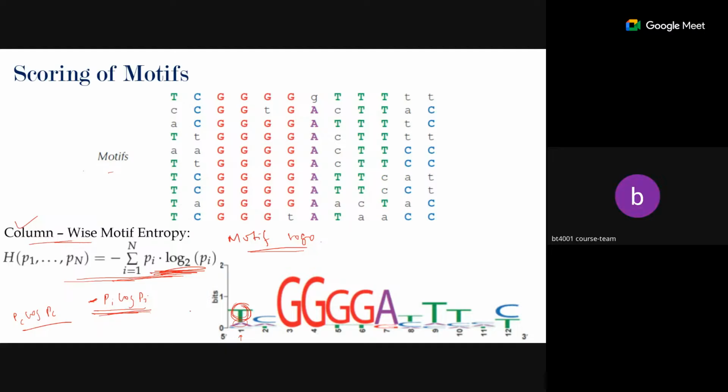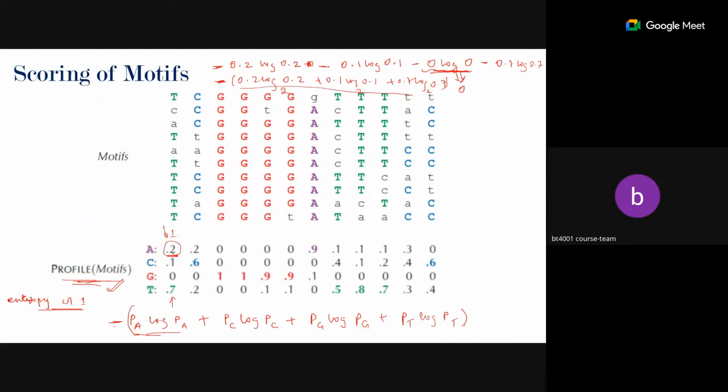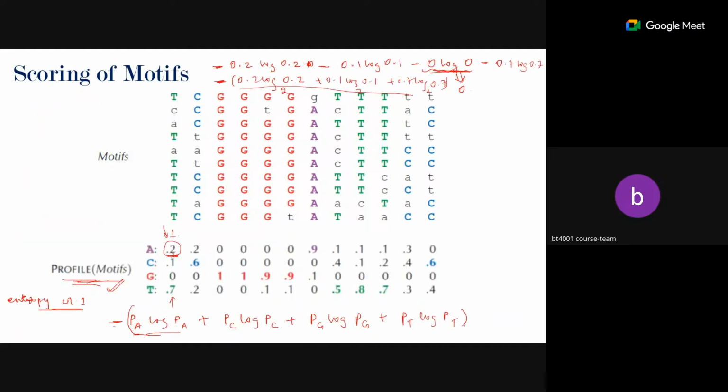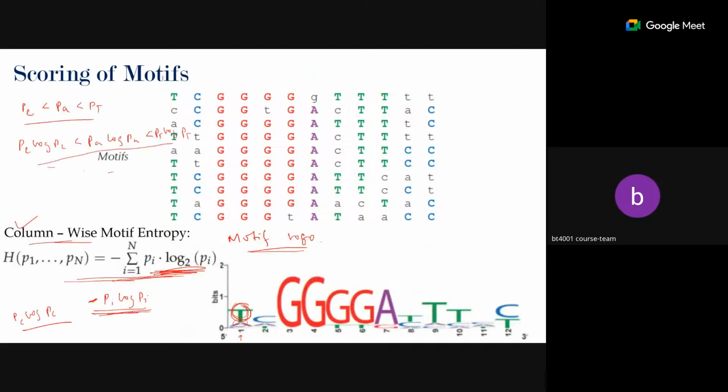Okay, thanks. So for A, we will then have p_A times log of p_A, because the probability of C was less than the probability of A, which is less than the probability of T. We already know that from the profile matrix. So p_C times log p_C will be less than p_A times log p_A, and this will be less than p_T times log p_T. I don't know the exact values, I'm just assuming this will be true, because from the profile of motifs I believe that will be true. You can compute these values.